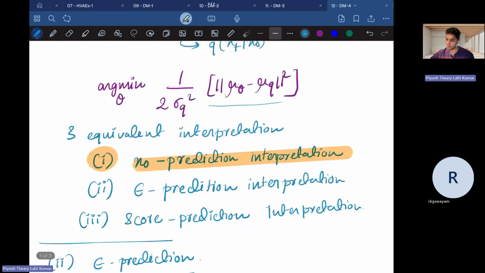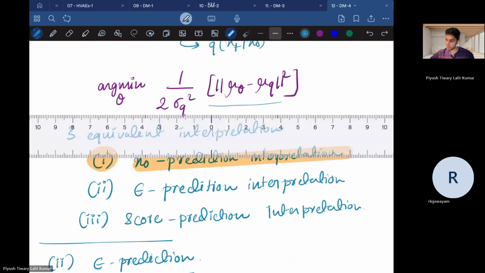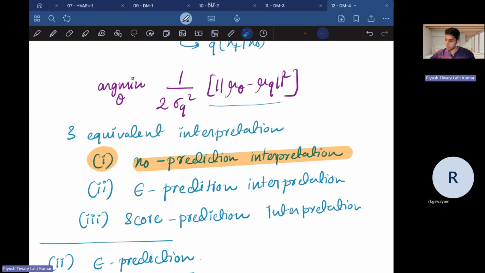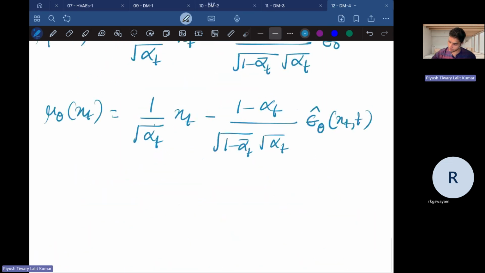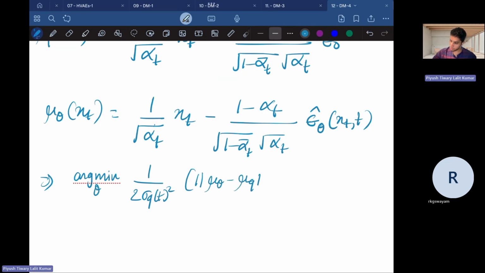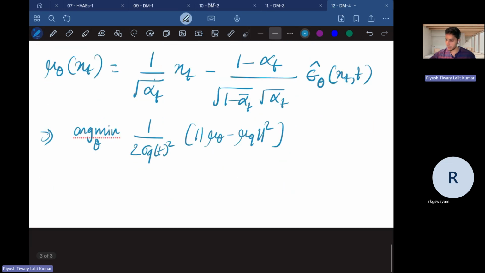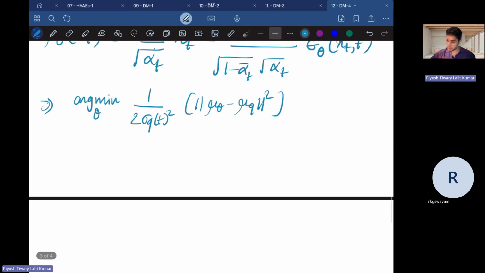What will this loss function become finally? Okay, so remember what was this loss function? This is the loss function, right? So this is arg min over theta of 1 by 2 sigma q of t square, norm of mu theta minus mu q whole square. This was our loss function, right? Now let's substitute mu theta and mu q and see what happens.